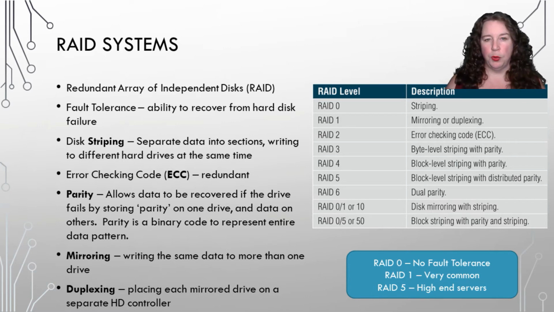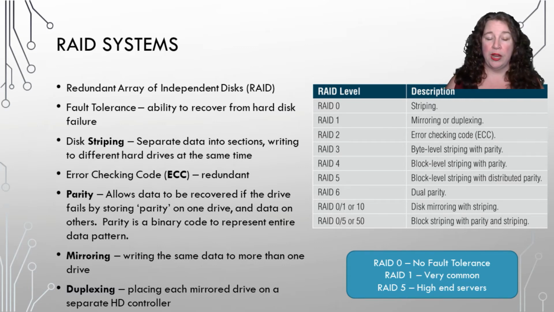So because of parallel processing, I can process the same amount of data in, say, a third of the time by having 3 drives with disk stripping. So being able to have the different data in different sections. That's a RAID level 0, and there is no fault tolerance at RAID level 0.